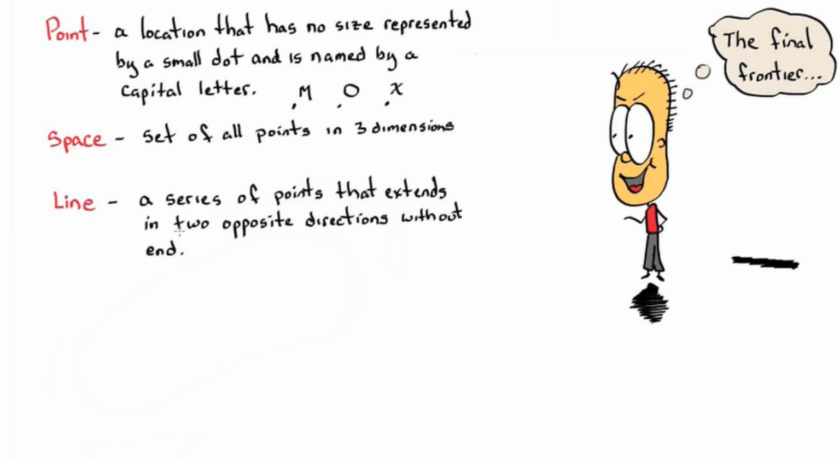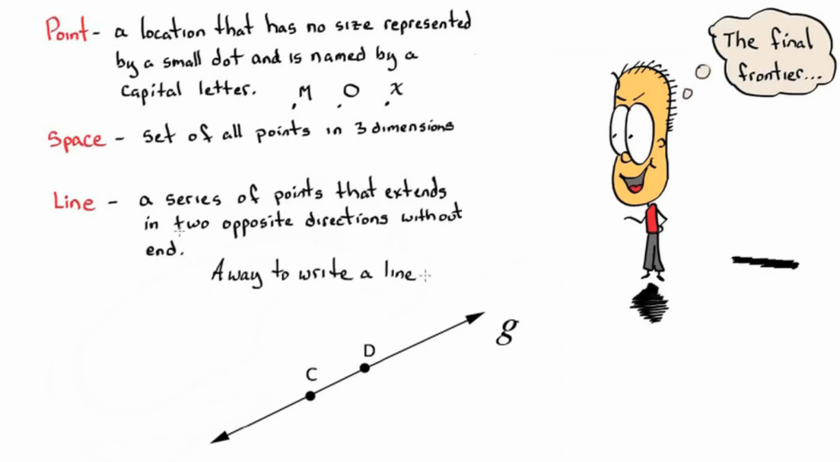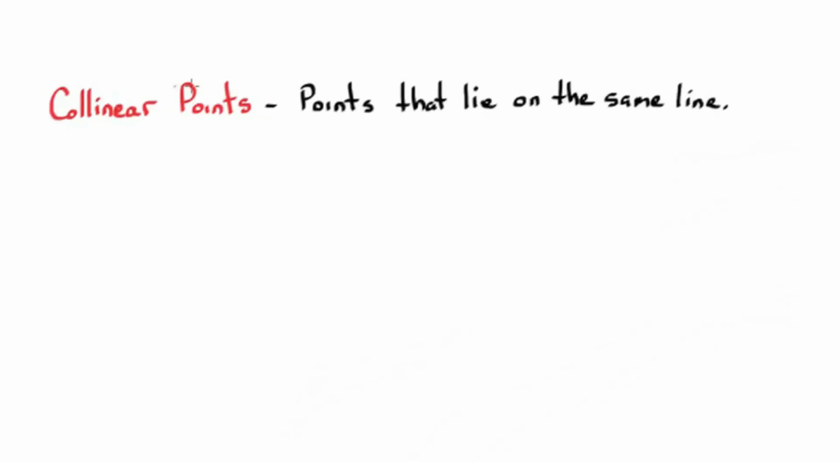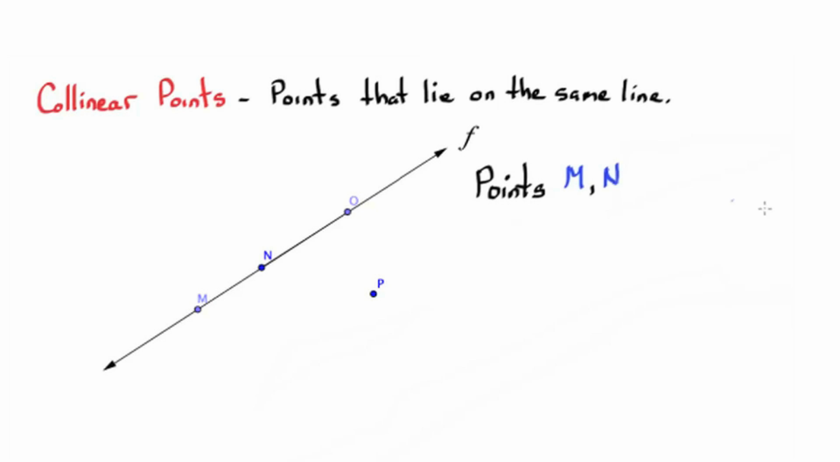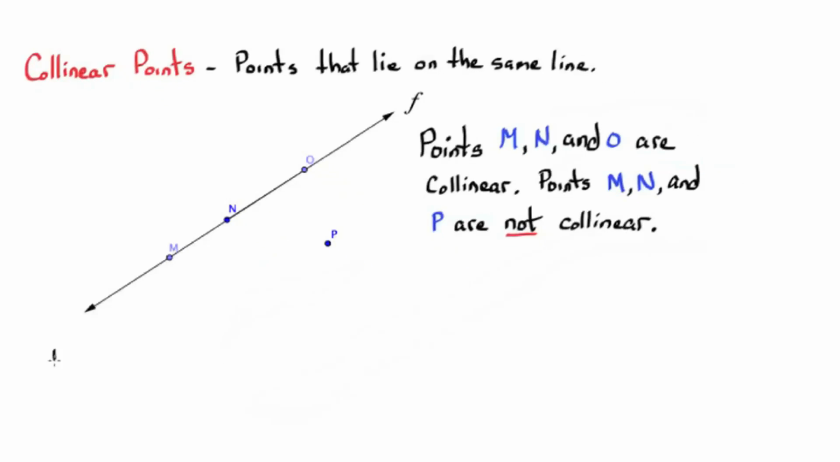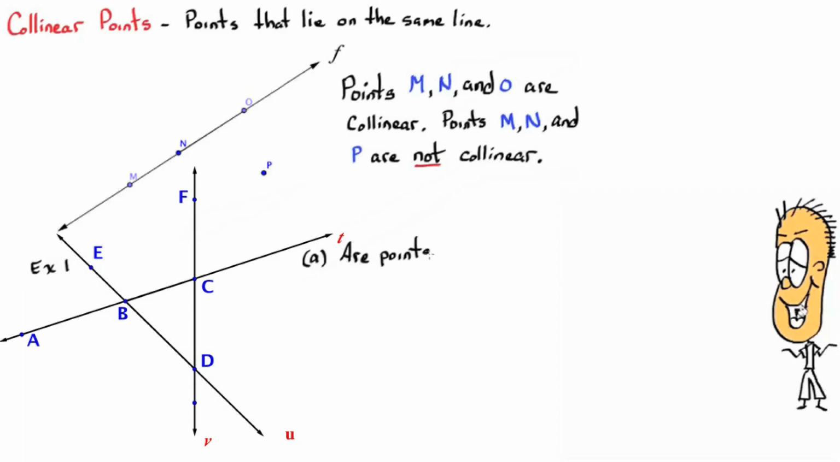A way to write a line is line CD, or we use the capital letters of the point with a line symbol on top, or a single lowercase letter, like lowercase g. Collinear points are points that lie on the same line. Points M, N, and O are collinear. However, points M, N, and P are not collinear. They're not on the same line.